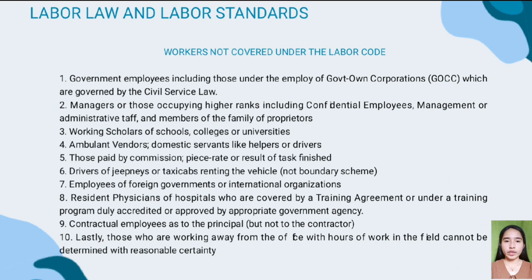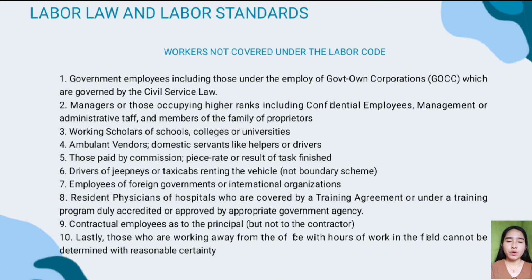Then, who are the workers not covered under the labor code? First, we have the government employees, including those under the employment of government-owned corporation or GOCC, which are governed by the Civil Service Law. Second, managers or those occupying higher ranks, including confidential employees, management or administrative staff, and members of the family of the proprietors. Third, we have the working scholars of schools, colleges, or universities. Fourth, ambulant vendors, domestic servants like helpers or drivers.